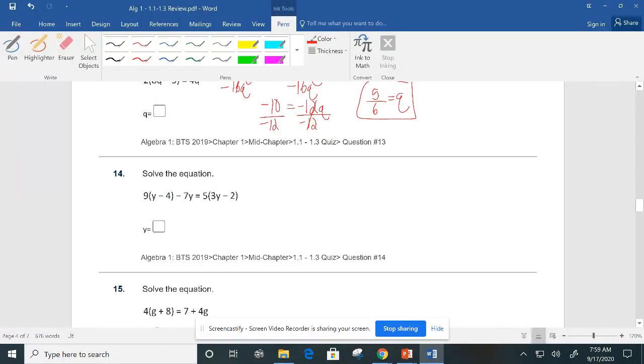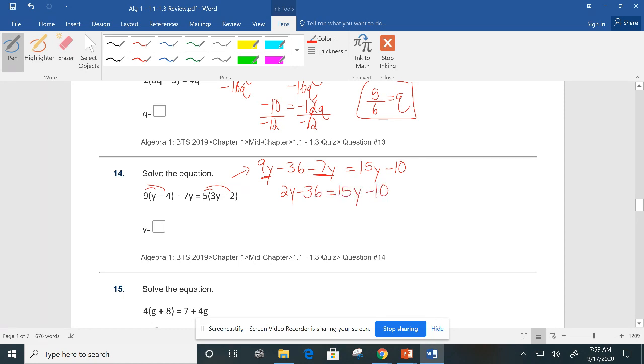14, a lot of distribution to do, and we've got variables on both sides. Let's distribute first. 9 times y is 9y. 9 times negative 4 is negative 36. Minus 7y is equal to 5 times 3y is 15y. 5 times negative 2 is negative 10. Same side combined. 9y minus 7y is 2y minus 36, which is equal to 15y minus 10.